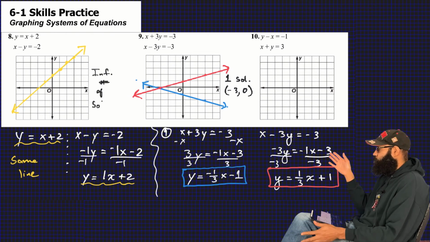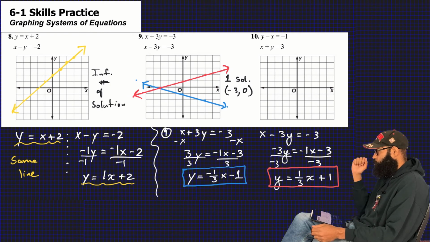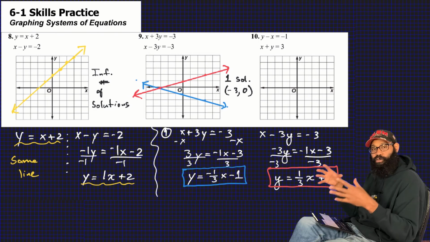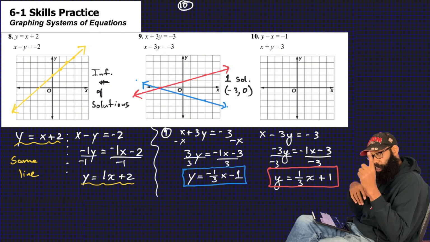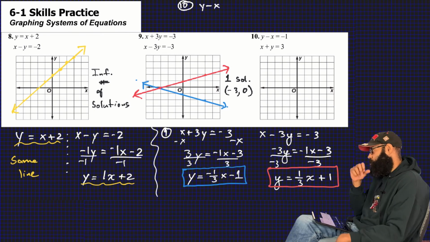Very important, guys, that you understand what's meant by an infinite number of solutions. x and y could be anything. x could be 12, and y could be -3. x could be 7, and y could be 9. You have an infinite number of solutions for number 8, but for number 9, there's only one solution. x has to be 0, y has to be -3.